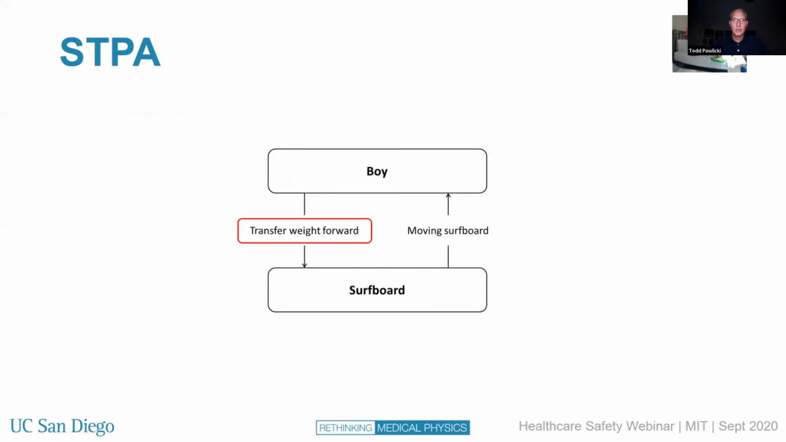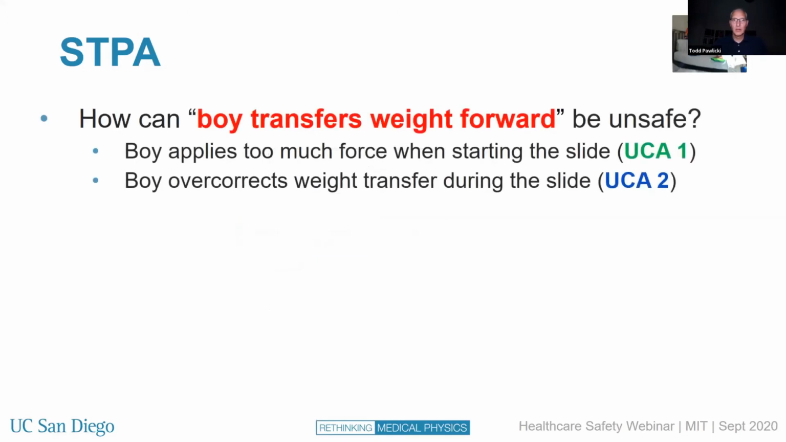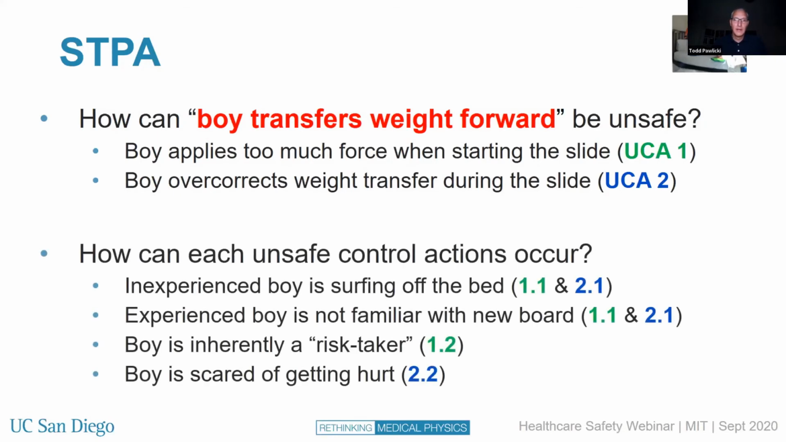So let's go on to the boy control loop and analyze transfer weight forward. Following the same approach, how could the boy transferring weight forward be unsafe? A couple of unsafe ways that could happen: the boy applies too much force when starting to slide, or the boy overcorrects their weight transfer during the slide. And these can be unsafe in a number of ways.